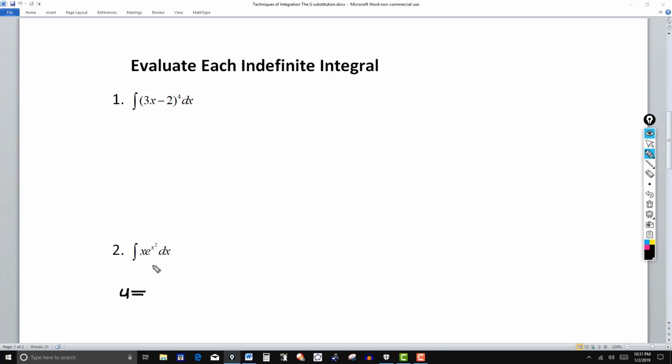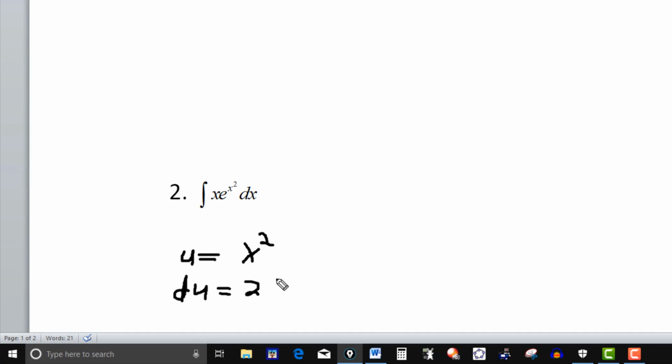So in this case, I'm going to let u equal x squared. And you'll see why in a few seconds. So now take the differential of both sides: du, and on this side just take the derivative with respect to x, 2x dx. So the idea then is to transform this integrand so that everything is in terms of u.